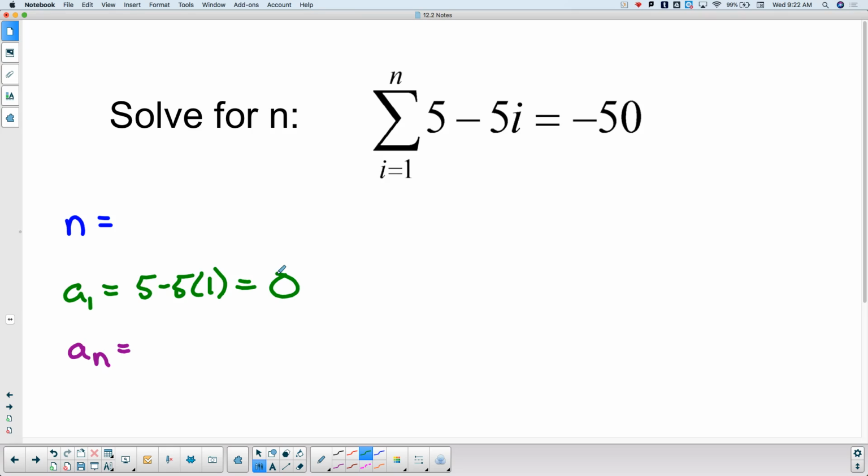Do you have to plug n in for i to find the number of terms? Nope. The last term? The last term.